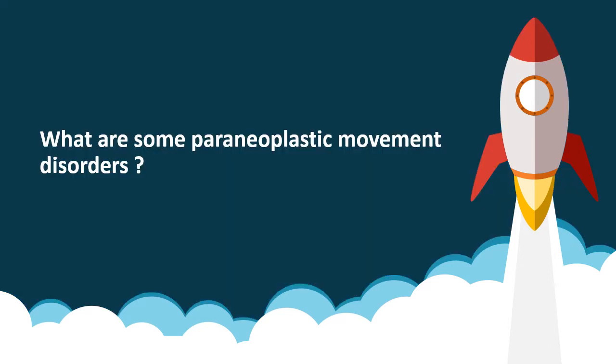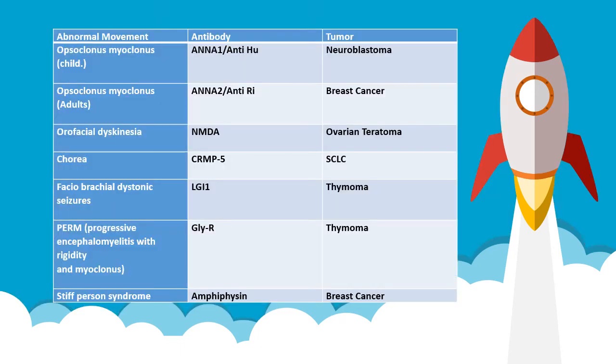What are some paraneoplastic movement disorders? Opsoclonus myoclonus in children associated with the ANNA-1 or anti-Hu antibody. Opsoclonus myoclonus in adults associated with the ANNA-2 or anti-Ri antibody. Orofacial dyskinesias associated with the NMDA antibody. Chorea associated with CRMP5 antibody. Faciobrachial dystonic seizures associated with the LGI1 antibody.